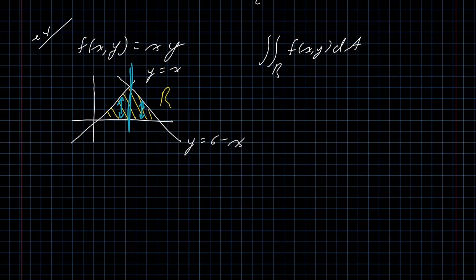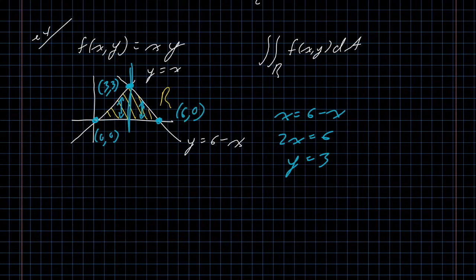Figure out the intersection between these two lines. If I set x equals 6 minus x, that means that 2x is 6, so x is 3 and y is 3. Since one of the lines is y equals x, I know that that point is (3, 3). Likewise, I can figure out that we're looking at (0, 0) and (6, 0) as the other two endpoints.